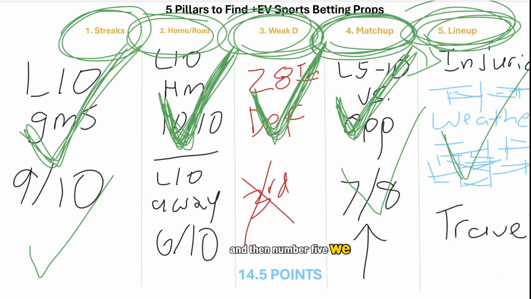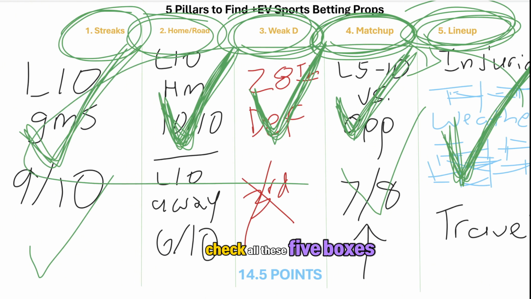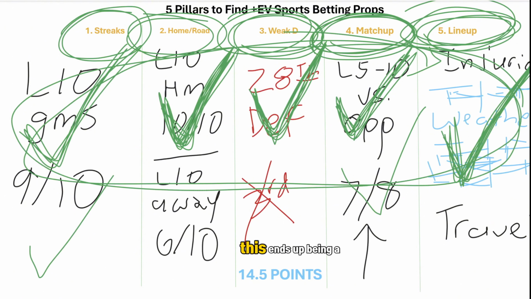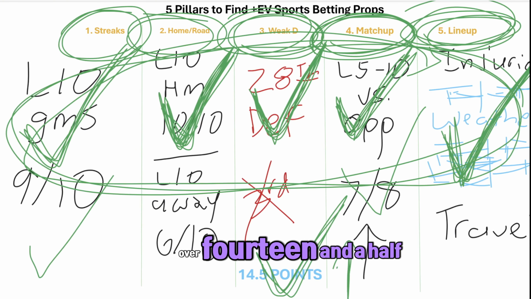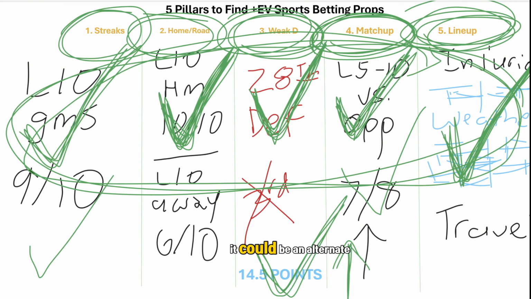And then number 5, we verify that injuries, weather, and travel, there's nothing there of concern. And as long as we check all these 5 boxes, this ends up being a good play. And in this case, we would be taking the over 14.5 points. Now, in this case, it could be an alternate, and we find 2 to 3 of these players in these spots that check all 5 boxes that we pair together for round even odds. We'll do that a lot inside Dante's data to find these favorable spots.